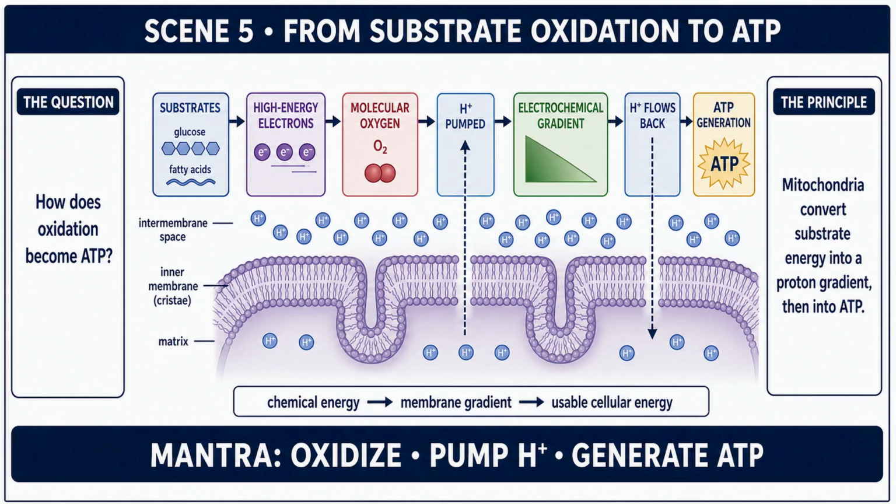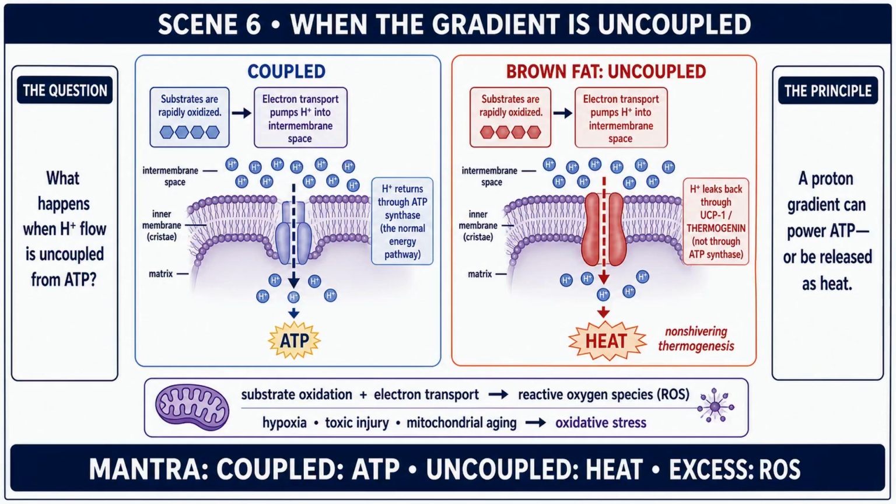When H+ ions flow back down that gradient, the released energy is used to generate ATP. In this way, the mitochondrion converts chemical energy in substrates into a membrane gradient, and then converts that gradient into a usable cellular energy currency. The sequence is the point to remember: substrate oxidation, electron transfer, proton pumping, and ATP generation.